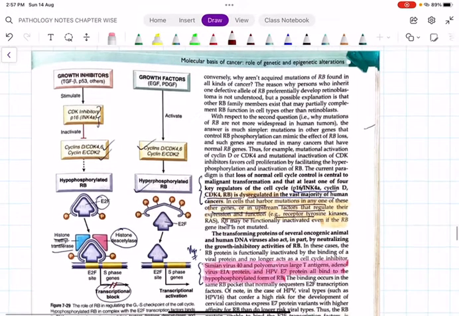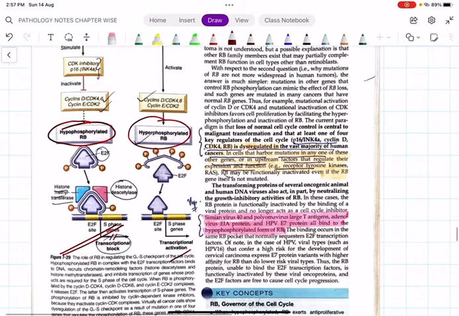Just go through this flowchart. What is the key point? What I have to tell you is, when the retinoblastoma gene is hypophosphorylated, RB will cause a transcriptional block. That means when RB is hypophosphorylated, there won't be any cell cycle progression. At the same time, because of the growth factor stimulus, the retinoblastoma gene will undergo hyperphosphorylation, and that is responsible for transcriptional activation.